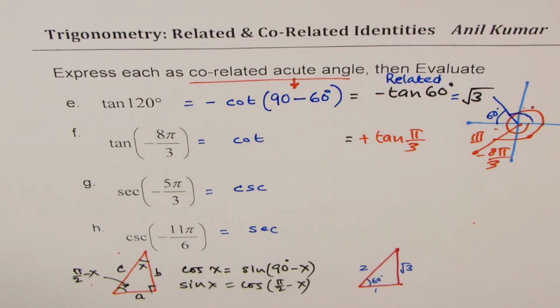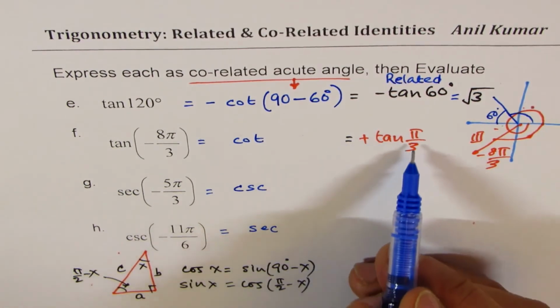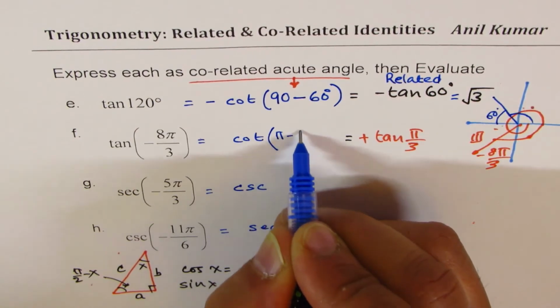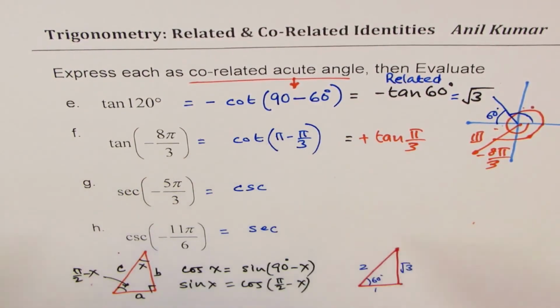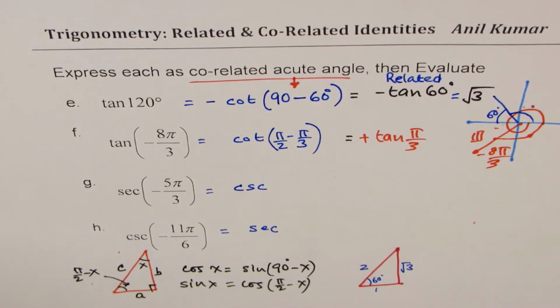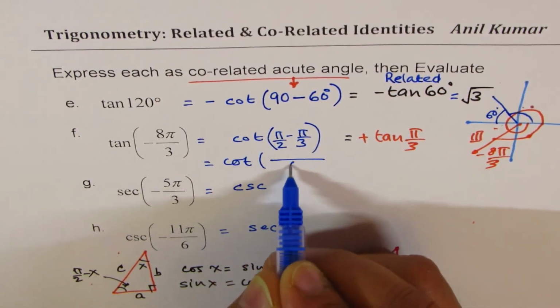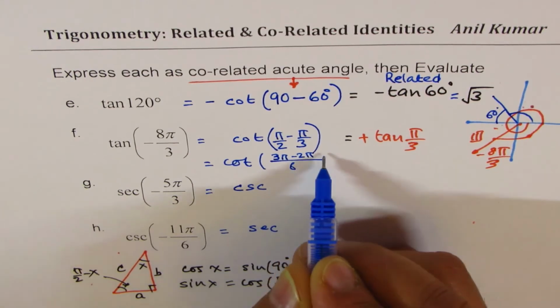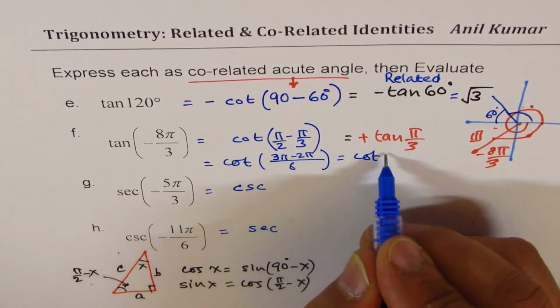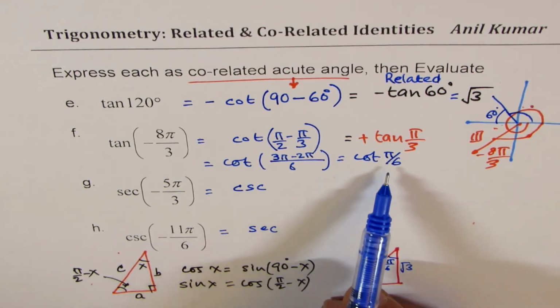For correlated angles, we want to write this in terms of cot. Cot is correlated with tan. So in a triangle, pi minus pi by 3, right? So we'll write this as pi by 2 minus pi by 3, which is how much? You could take common denominator 6. So we could say this is cot of (3 pi minus 2 pi) by 6, which is the same as cot of pi by 6. Is it okay? So if you have pi by 3 here, that one is pi by 6 or 30 degrees. I'm just mixing them up. So that is the correlated angle.